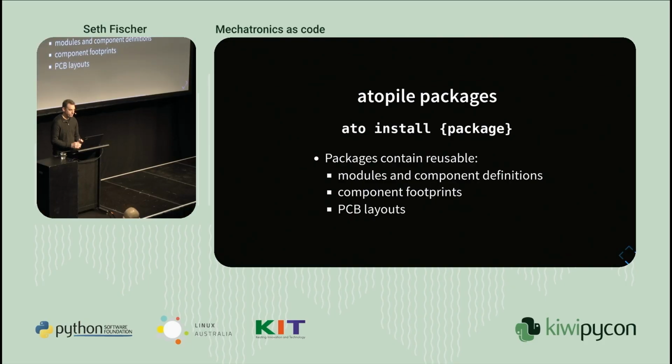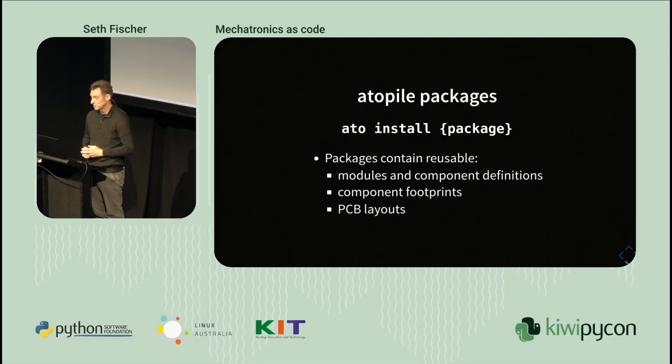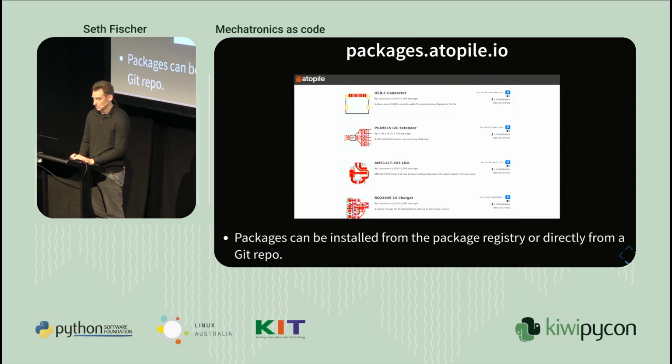Another great aspect of Atopile is it supports packages. Packages contain reusable Atto code in the form of modules and component definitions. They contain footprints, and they can contain snippets of PCB layouts that can be reused. Here's a screenshot of the Atopile package registry. You can see at the top there's a USB connector, which is a pretty common component these days.